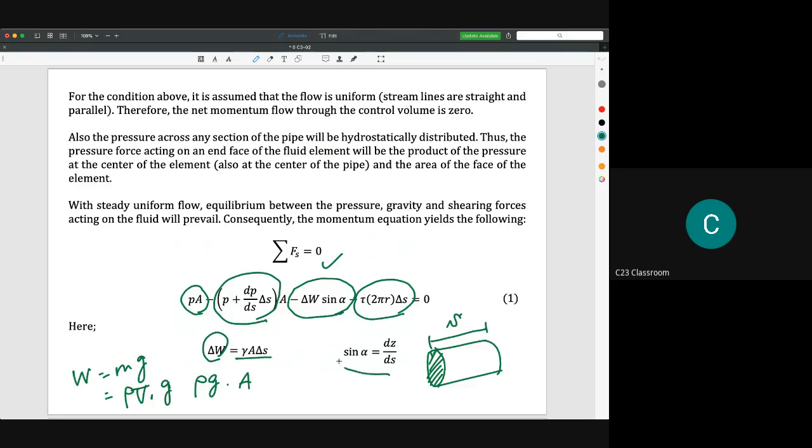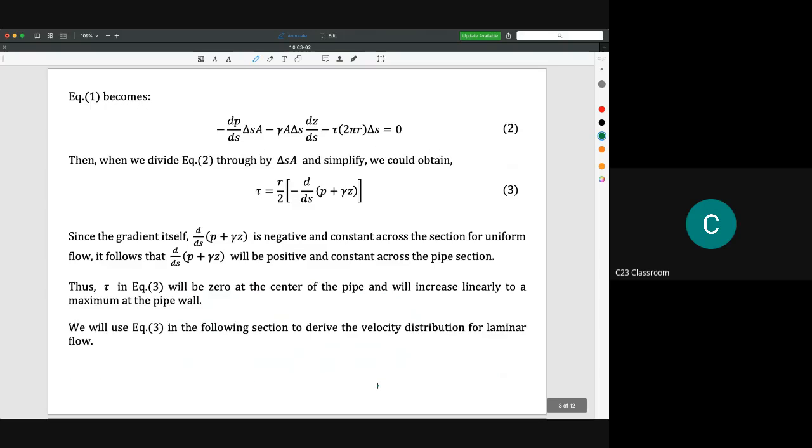And then this is our assumption: sine alpha is equal to dz over ds. Then we substitute everything, and we divide by delta S and A, so we could get this one. When you do this, please make sure that you understand that the 2 pi r here is the circumference of that element, while the A here is the cross-sectional area, meaning the area of this one. We could calculate the value of A with pi r squared.